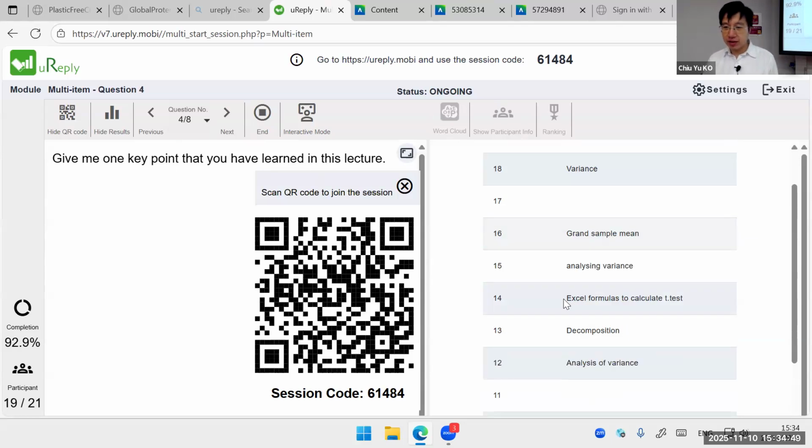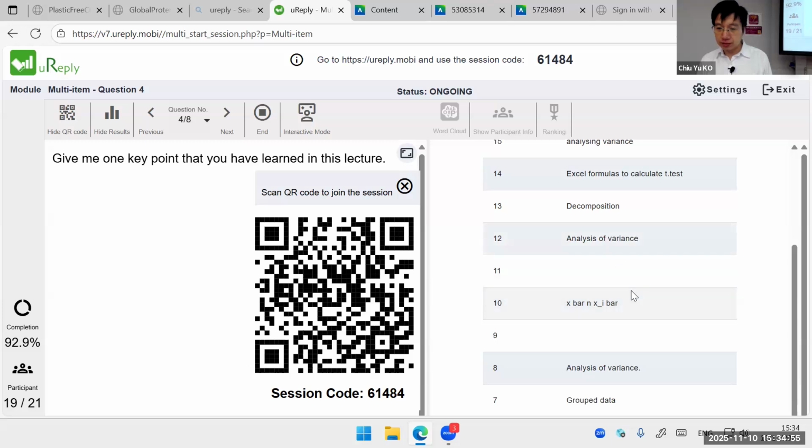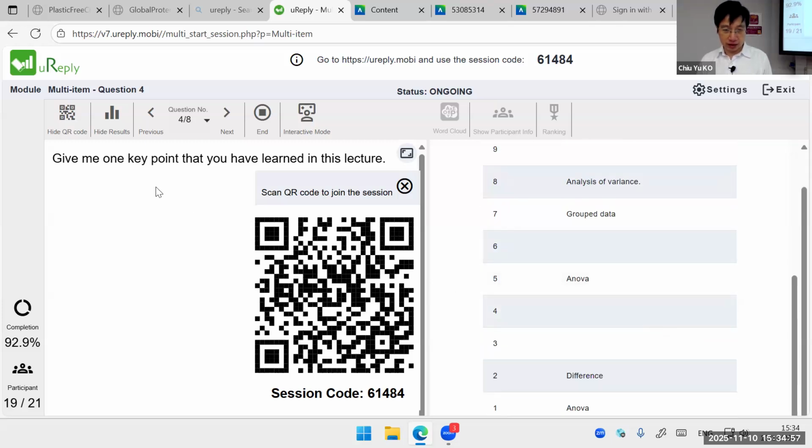Variance, grand sample mean, Excel formula, Excel formula to calculate the t-test. Decomposition, ANOVA, yes. Just remember, ANOVA is comparing the means of many groups and asking are they the same or different, okay? Which we'll do immediately. Okay.